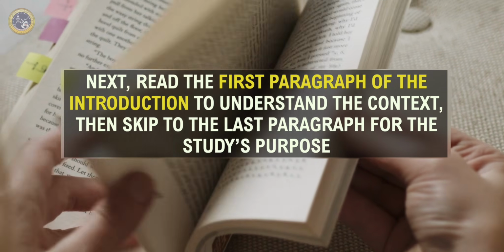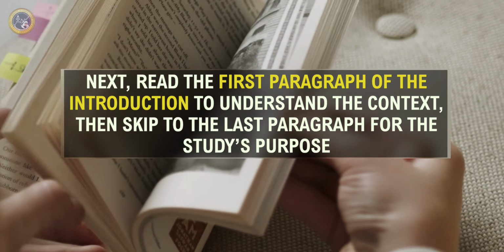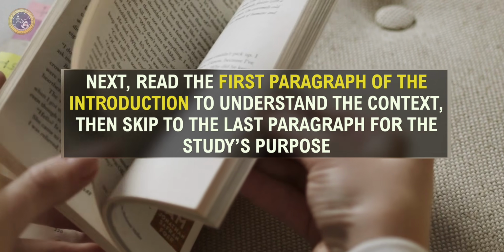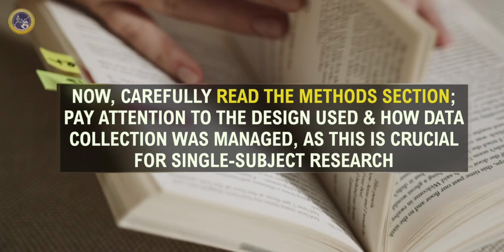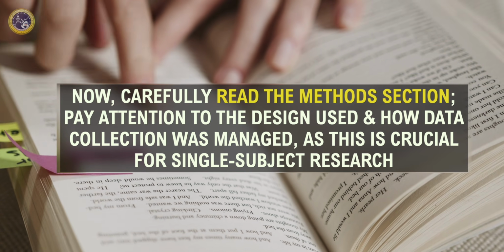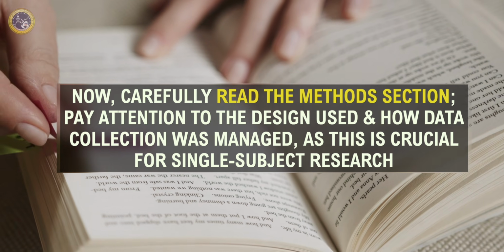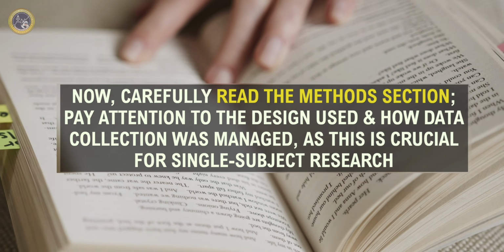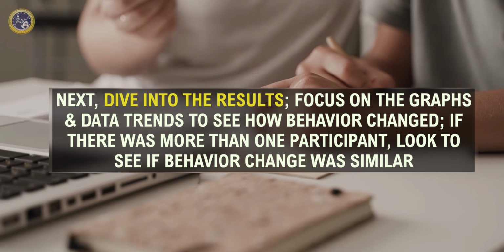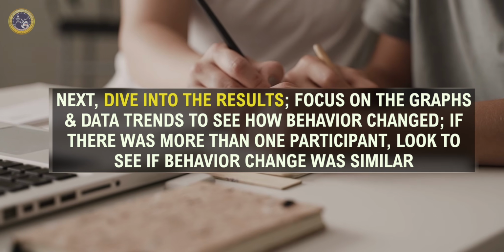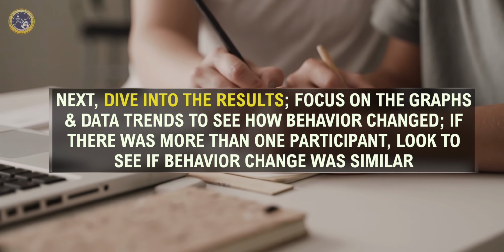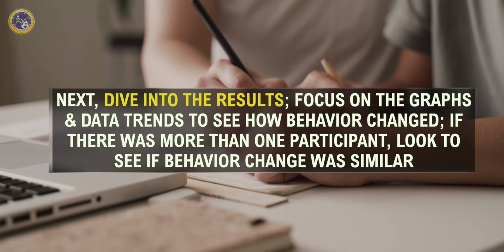Next, read the first paragraph of the introduction to understand the context, then skip to the last paragraph for the study's purpose. Now, carefully read the methods section. Pay attention to the design used and how data collection was managed, as this is crucial for single subject research. Next, dive into the results. Focus on the graphs and the data trends to see how behavior changed over time with the intervention. If there was more than one participant, look to see if behavior change was similar. Skim the discussion to see how the study's findings align with its goals.